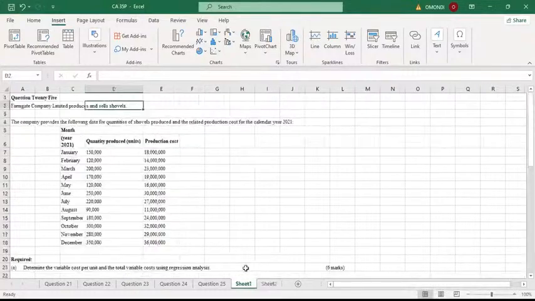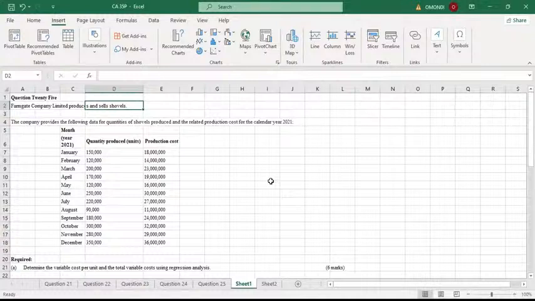So let's see if we are able to identify something here before we proceed. We are told that Farmgate Company Limited produces and sells shovels. The company provides the following data for quantities of shovels produced and the related production costs for the calendar year 2021. So we have the month given there for the year 2021. We have quantities produced in units, that is the unit of measure. Then we have production costs.